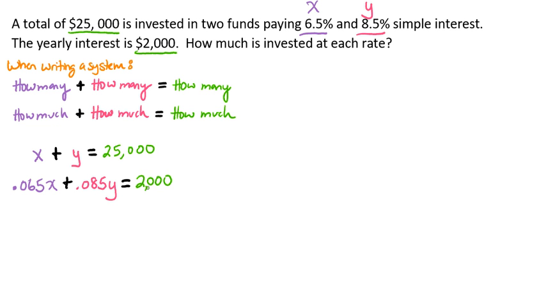Now we're ready to solve this system, and we're going to use substitution. We look at one of our equations and decide to solve for one of the variables. This top equation looks simpler, so we're going to get the y by itself. We subtract x from both sides, and that gives us y equals 25,000 minus x.